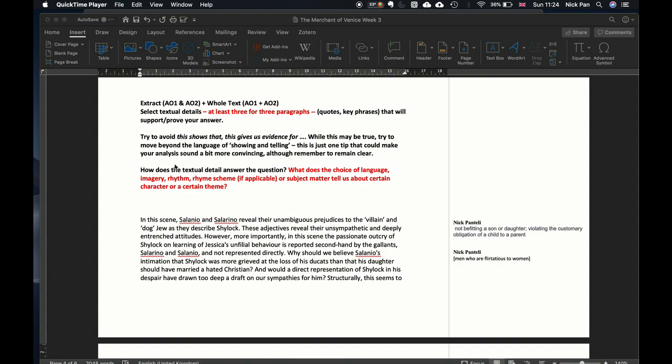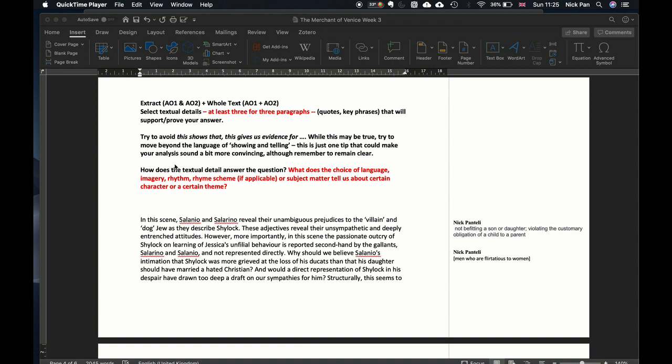We've offered an introduction, we've offered a paragraph on context, we now need to write maybe at least 3 or 4 paragraphs offering a close reading of this scene, and included in those 3 or 4 paragraphs how Shakespeare presents Shylock in the rest of the play, with relation to the question of prejudice.